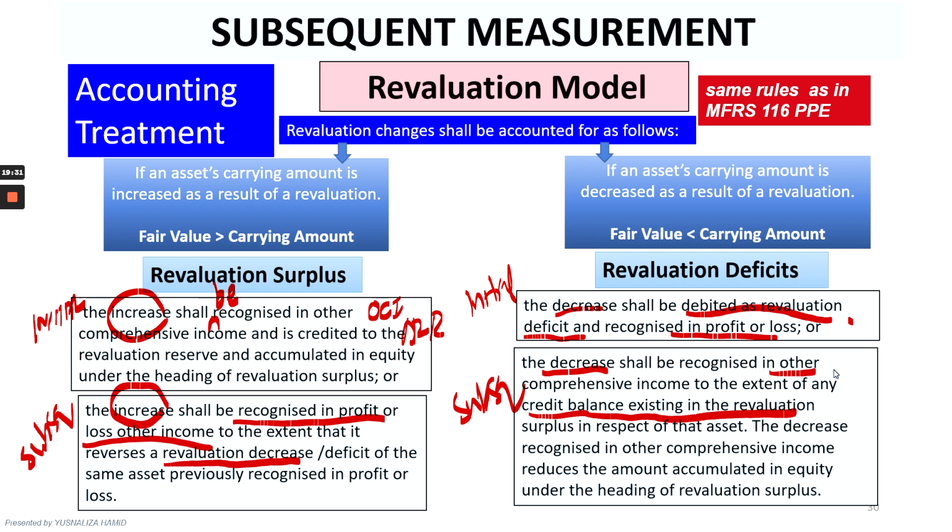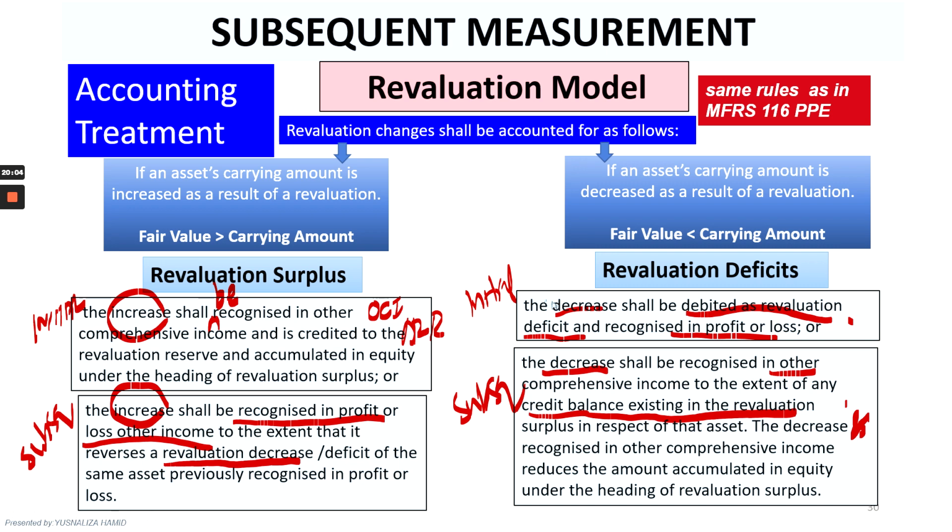So let's say if you have a surplus and a deficit for the second time or subsequently, the decrease is recognized in other comprehensive income, and that will reduce the amount accumulated in the equity. So basically, before this, you may have a decrease.